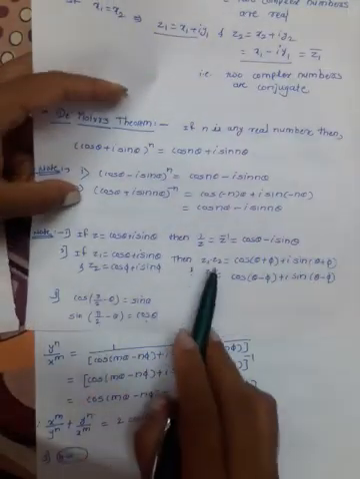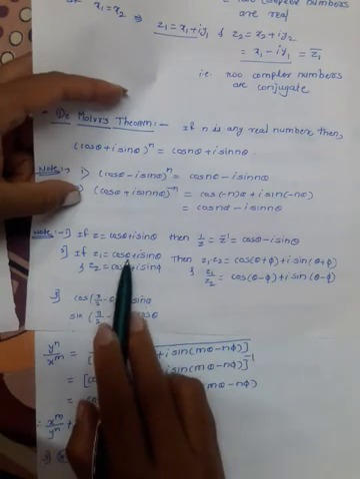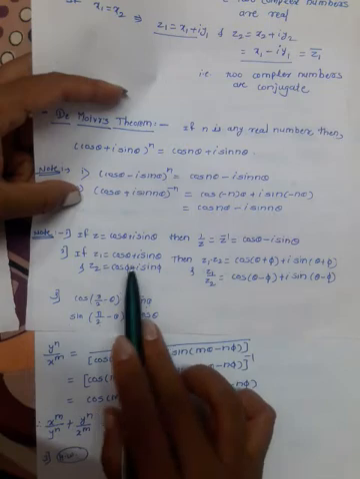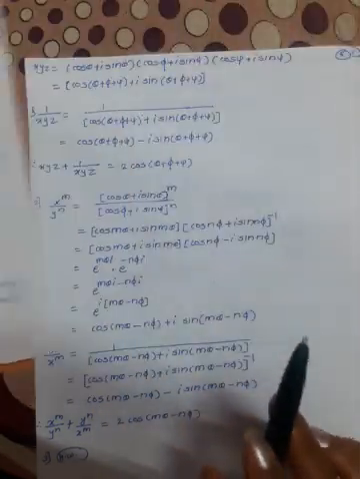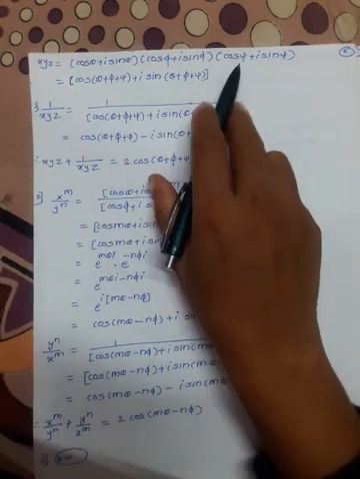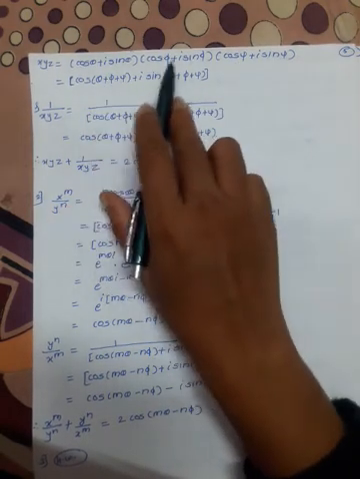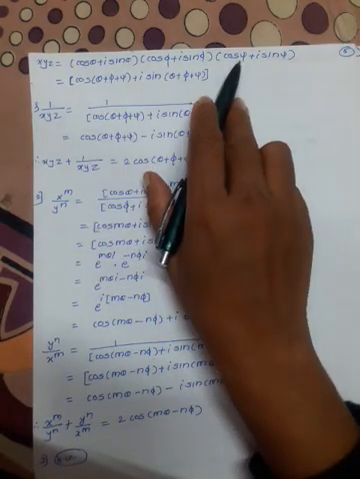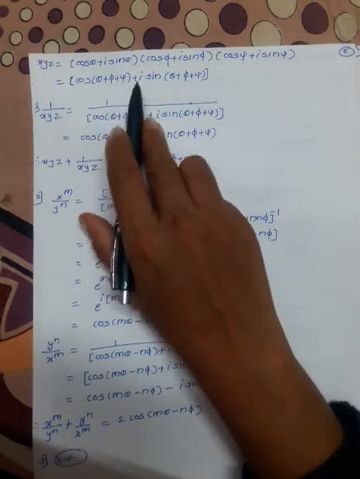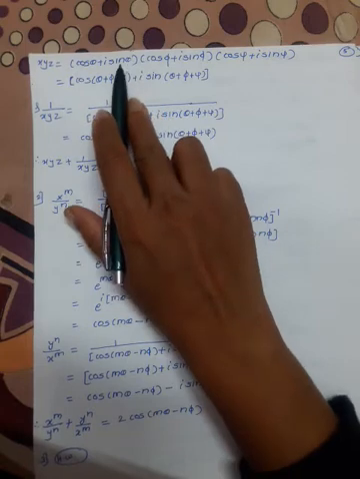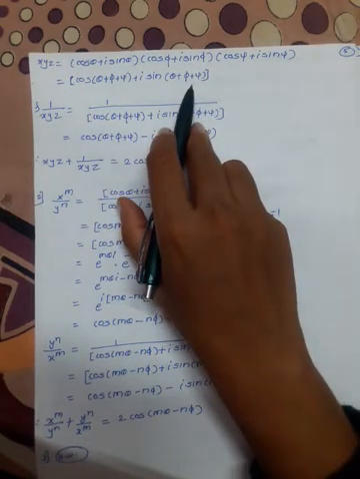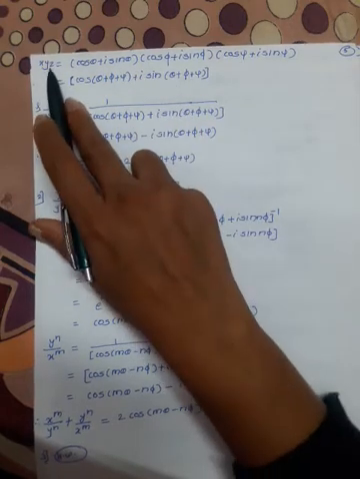Multiplication of these two is nothing but addition of angles. You can extend this result to 3, 4 and any number of brackets. Here 3 brackets are there. That's why just add these three angles. We get cos of theta plus phi plus psi, the middle sign is plus, i into sin of theta plus phi plus psi.